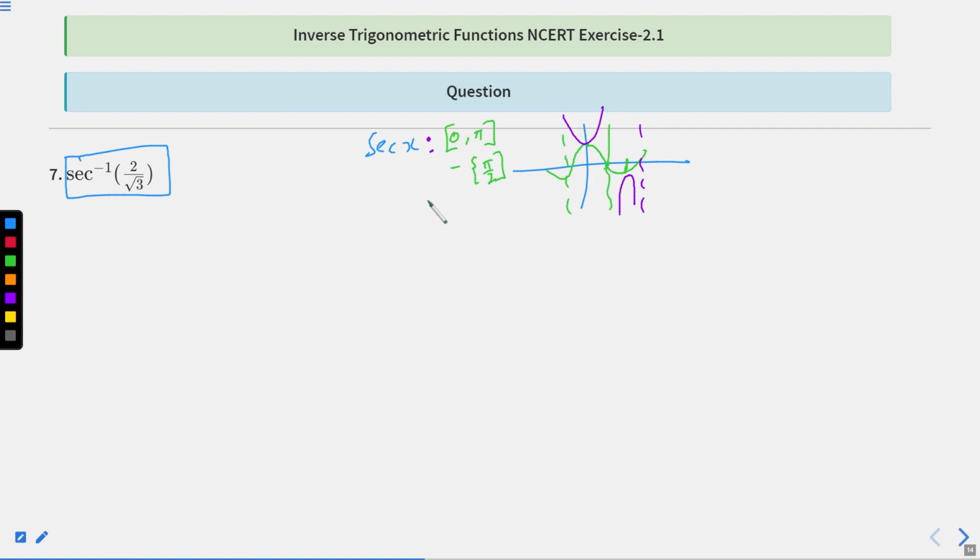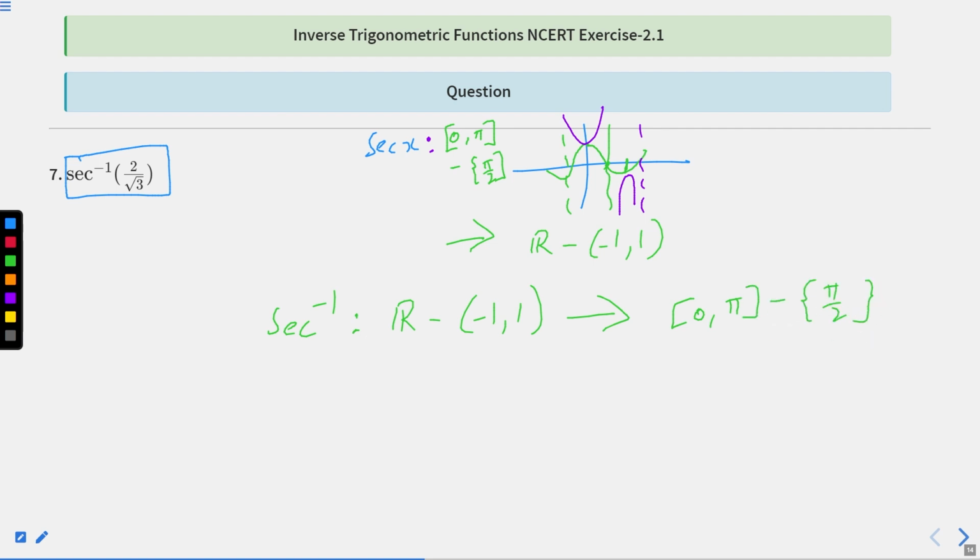And the other set is all real numbers except the open interval minus 1 to 1. This means my sec inverse function goes from all real numbers except the interval minus 1 to 1, to the closed interval 0 to pi except the point pi by 2. So if this equals y, then y must belong to this set. Yes, so let's find out.